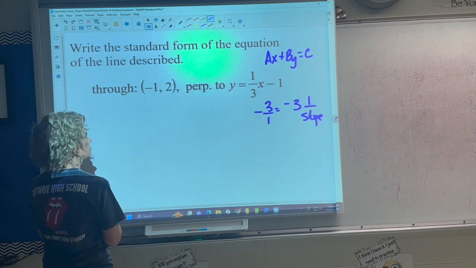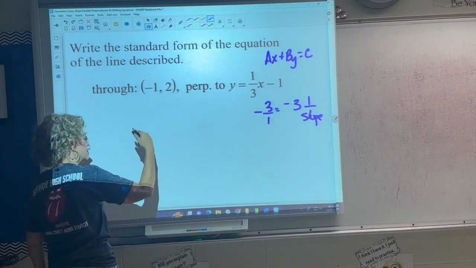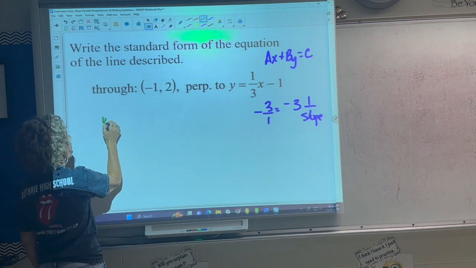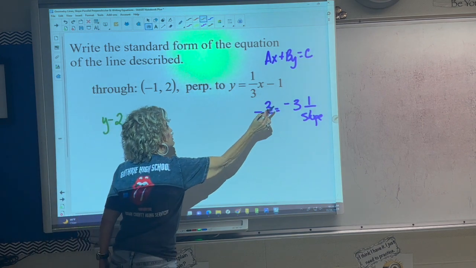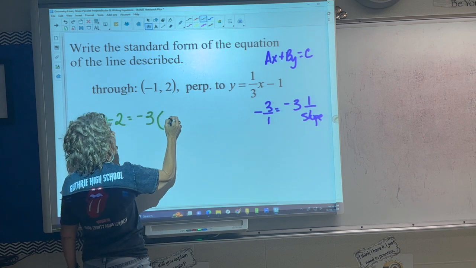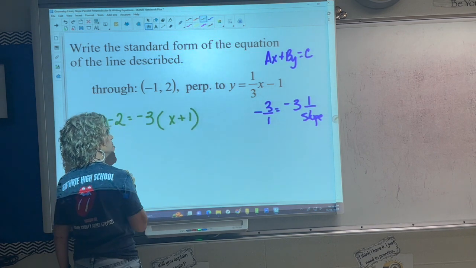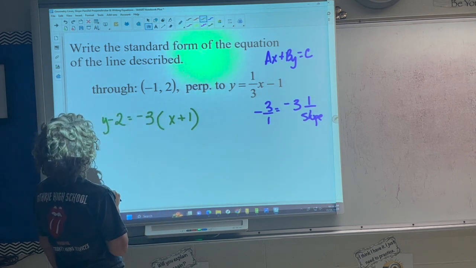All right, so now that I have my slope and I have my point, I put it into point slope form. Y minus my y coordinate equals my slope times x minus a -1, which is +1. This is point slope form. I need it in standard form.